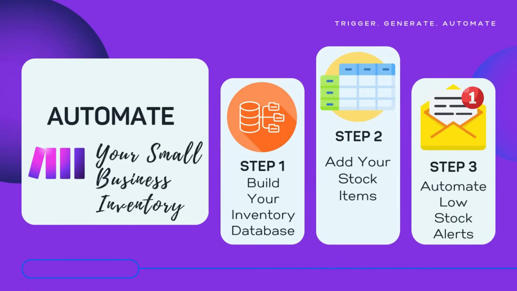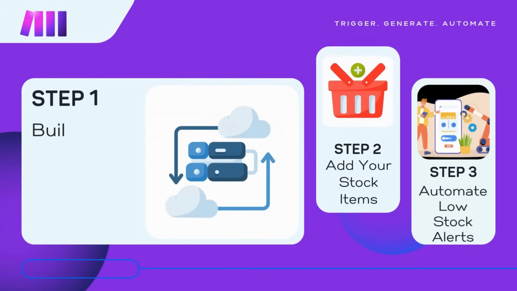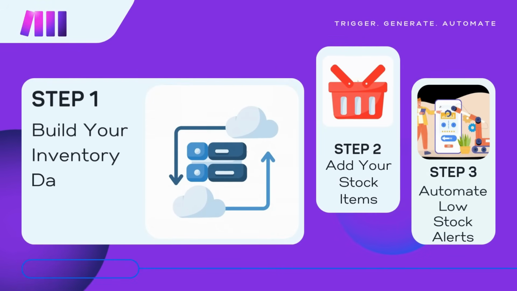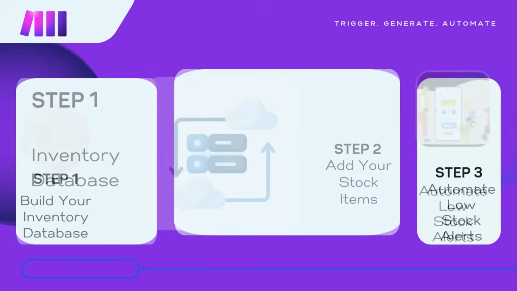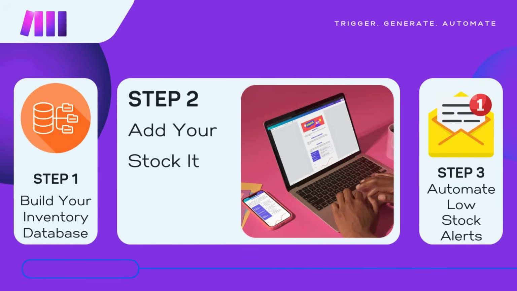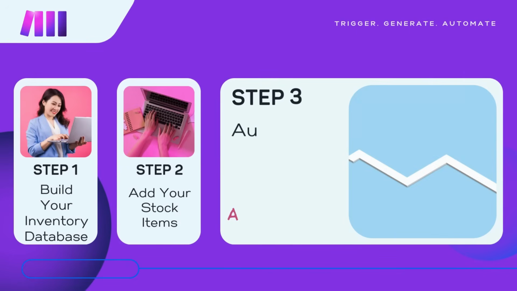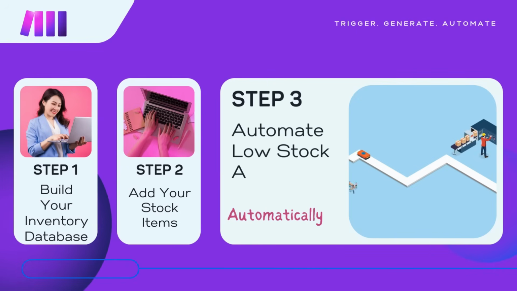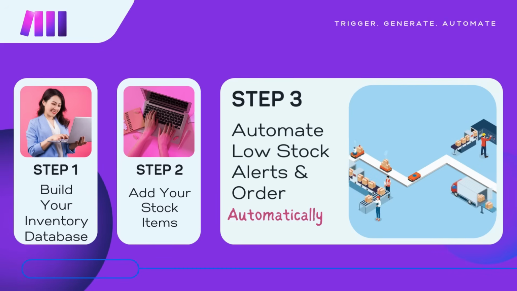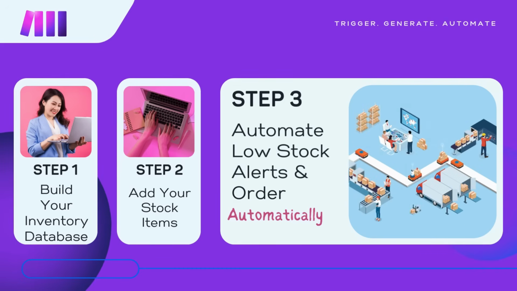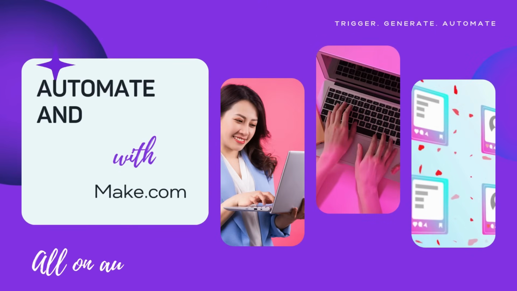Are you running a small online store? Let's stop guessing your stock levels. Head to make.com. Create your data store. Think of it as a mini database inside Make. Add your stock items, t-shirts, hoodies, and sneakers. Automate your workflow that checks your stock every day and sends timely alerts. Let's do smart automation in a few easy steps. Follow along.